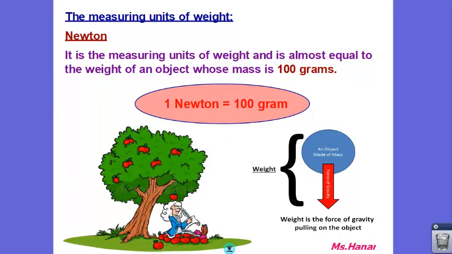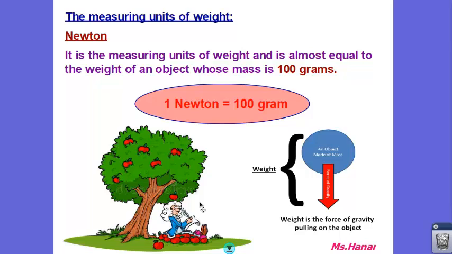Okay, before you know the measuring unit, you must listen to this short story about Newton to know why the measuring unit of weight is Newton. In the past, the scientist Newton was resting under an apple tree. When an apple fell on him, he thought for a long time, why did the apple fall down? Not go up or right or left. Why did it fall down?